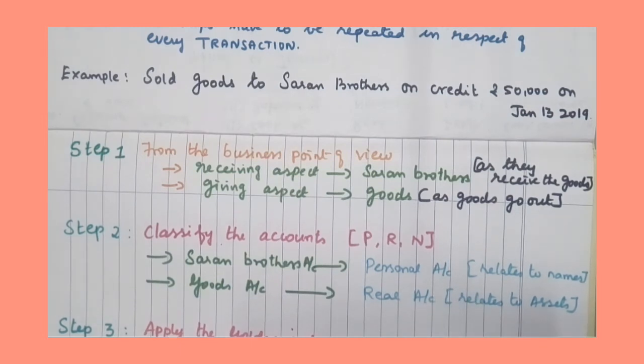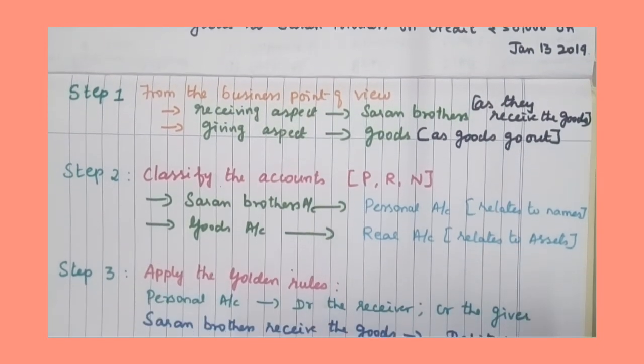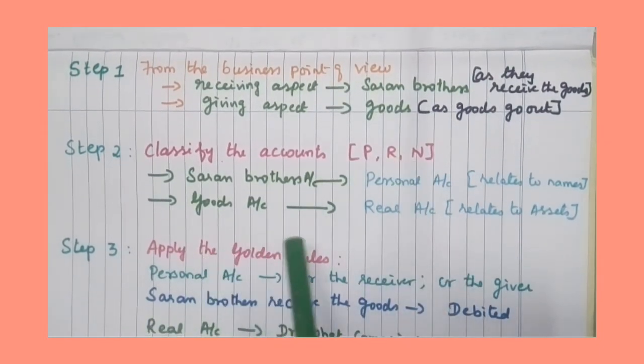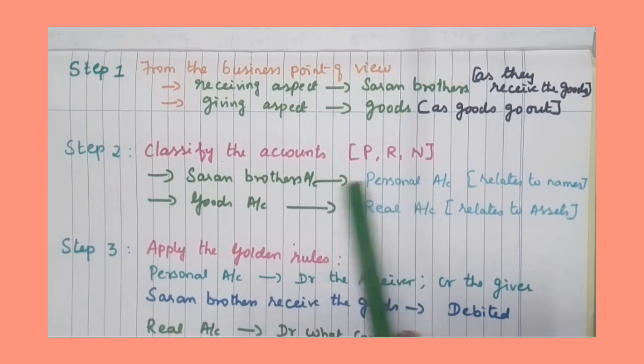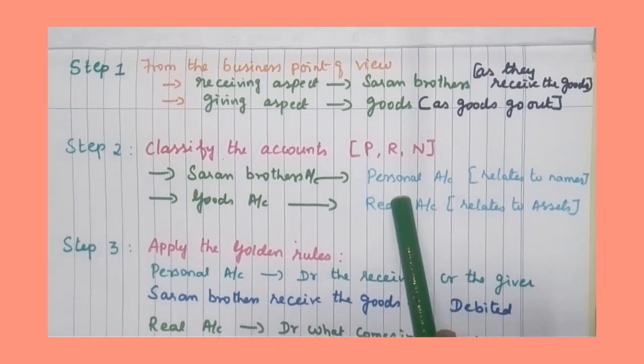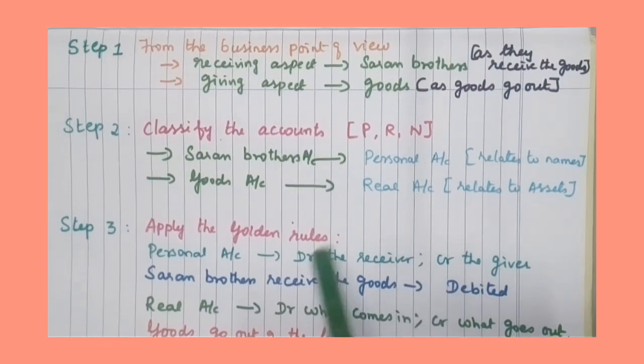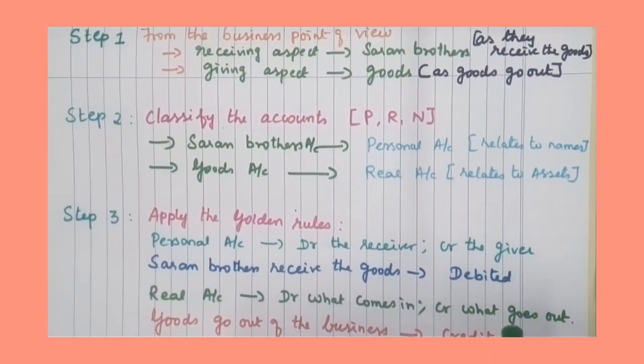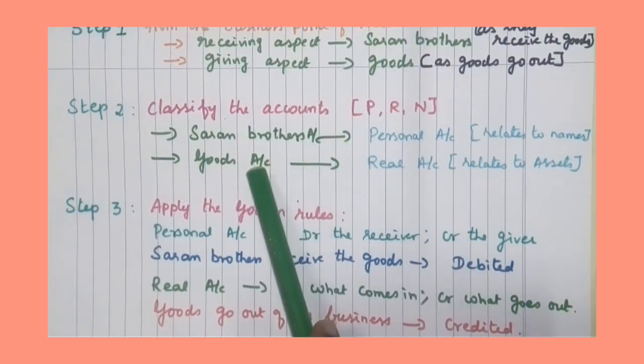Now coming to the third step, we have to apply the golden rules of debit and credit. Now the first one is a personal account and the second one is a real account. Personal account is Saran Brothers. What is the rule for a personal account? Debit the receiver, credit the giver. So here the personal account Saran Brothers is a receiver of the goods, so he has to be debited. Next, another account is affected here, the real account. What is the rule for a real account? Debit what comes in and credit what goes out. Here the real account is goods. So goods is going out of the business, so it has to be credited.